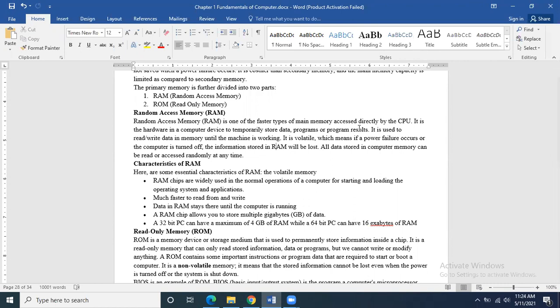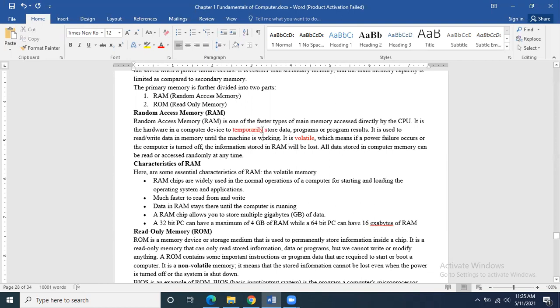You know that when you are working on some file, and if there is a power failure, that file will be removed and will not be saved. Why? Because this file was in the RAM, and the power was switched off, and RAM cannot work without power. That's why this type of memory is called volatile. What is meant by volatile? RAM is called volatile. Volatile means removable.